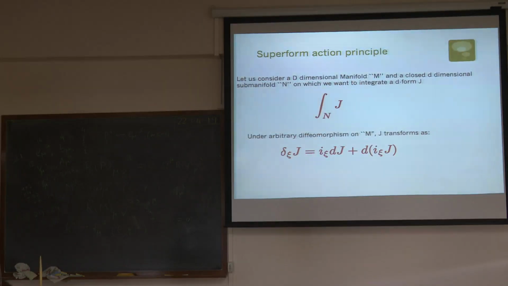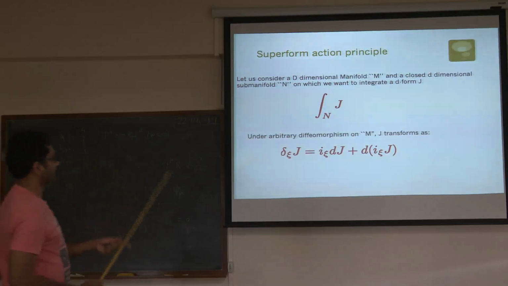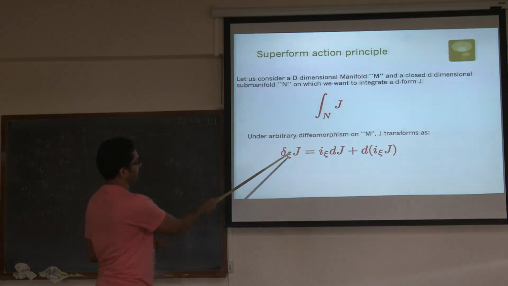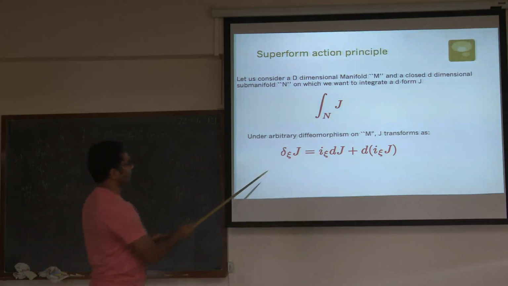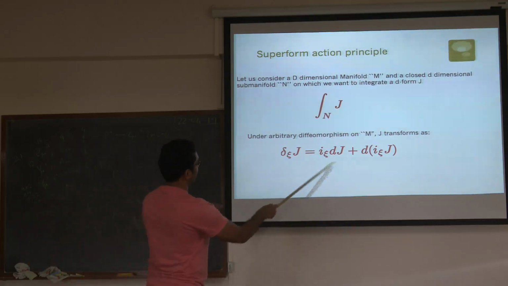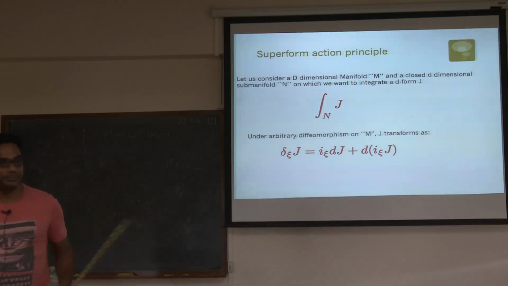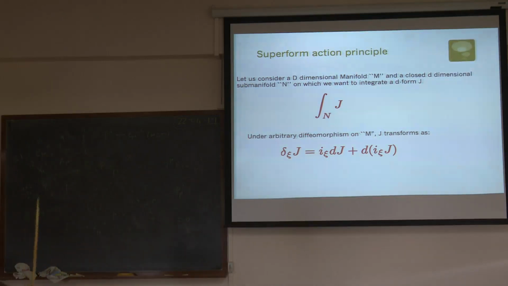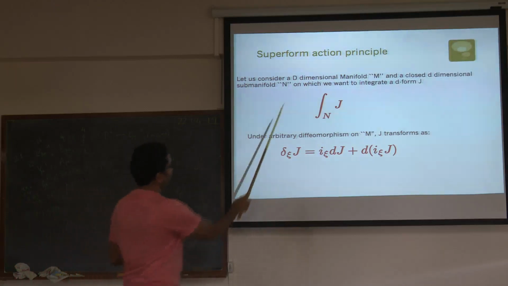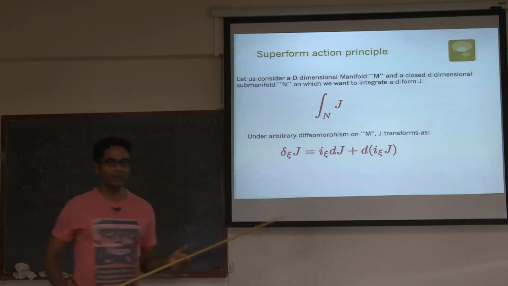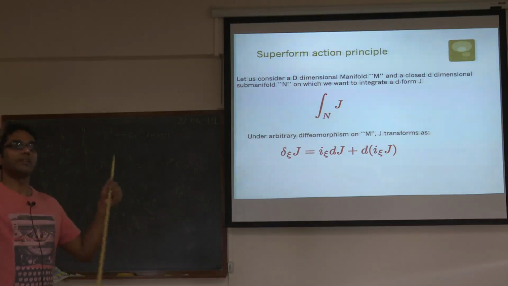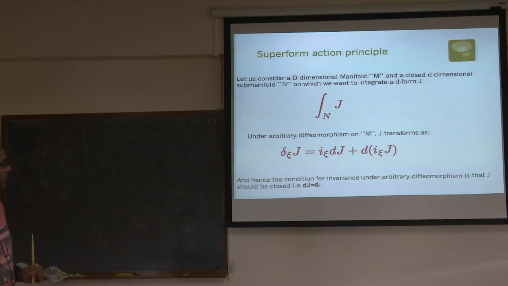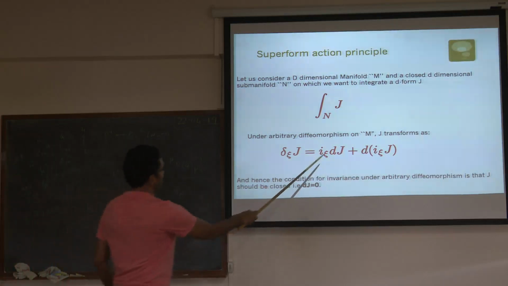Under arbitrary diffeomorphism on this M, J transforms like this. This is the diffeomorphism of J, where i_xi is the interior product, and we know that a diffeomorphism of any form takes this particular form. If you demand that this action is invariant under all diffeomorphisms, not just diffeomorphisms confined to the smaller submanifold, then all that you need to impose is dJ equals 0.